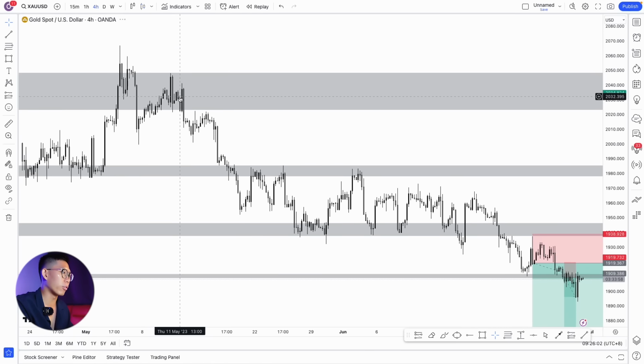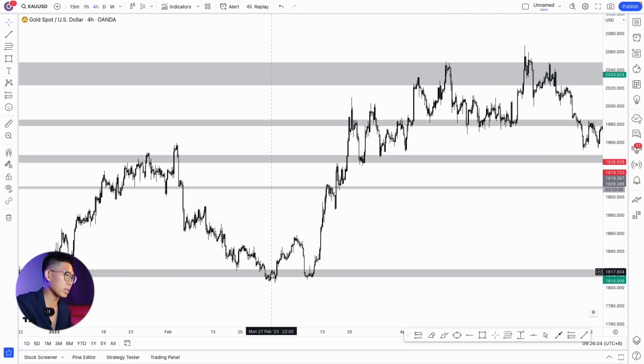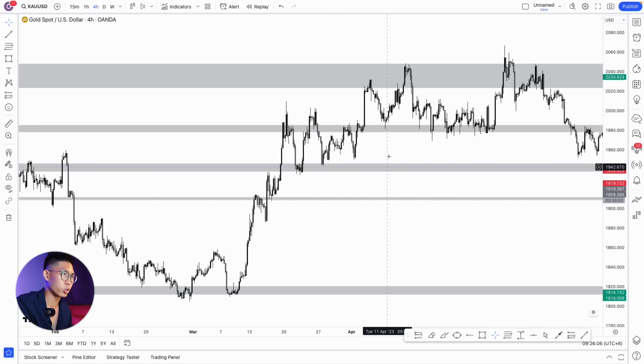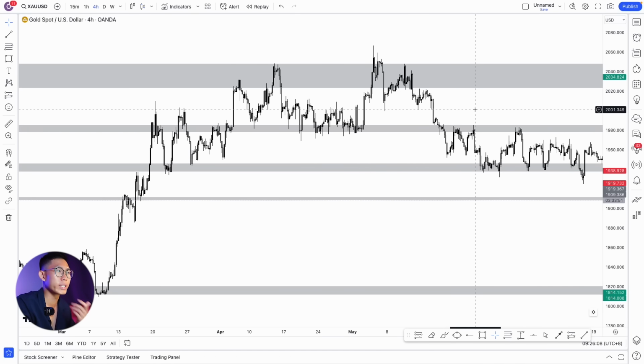Over here, we go down to the 4-hour time frame, and we can see that price was previously in a little uptrend. But somewhere right around here, recently, price has started to reverse to become a downtrend.